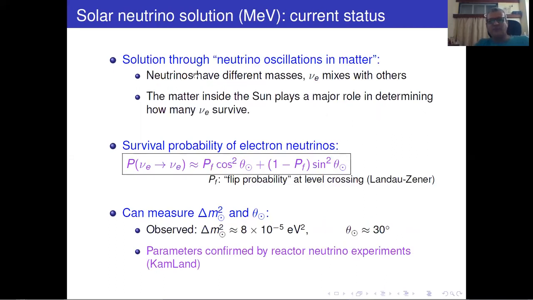For solar neutrinos, again, the problem is very similar, except the solutions have slight subtleties. One is that the main reason here is oscillations in matter, because the sun really plays a large role in this. Neutrinos have different masses and mix with others. The matter inside the sun plays a major role in determining how many of these electron neutrinos survive. The probability of survival is given by this expression, which does not really have oscillations in it. The reason is that when you go through the resonance, like in the sun, you lose information on the phases, and neutrinos that come out of the sun have actually lost their coherence. However, you can still measure the value of theta and the value of delta m square by different means, and you can confirm them by experiments done at various reactors. So this part is now perfectly well known.